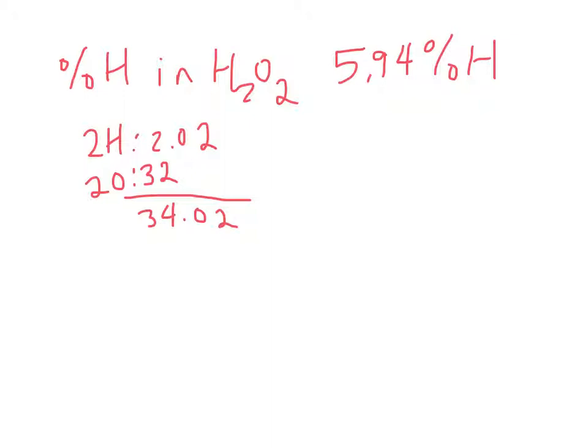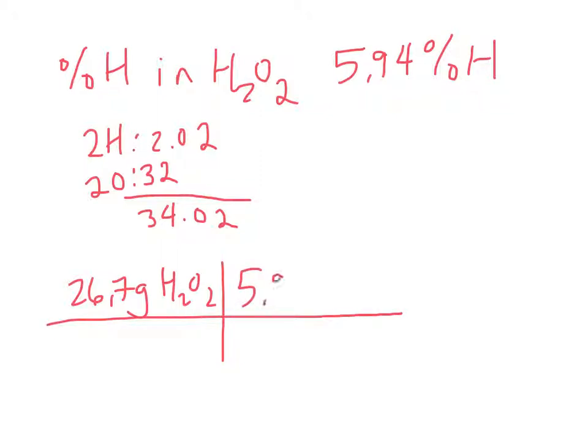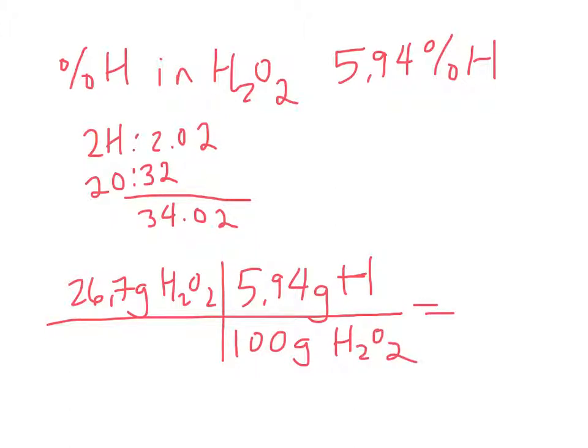So in this problem we have 26.7 grams of hydrogen peroxide. Now we know that there are 5.94 grams of hydrogen in every 100 grams of H2O2. So that's what our dimensional analysis looks like. And those will go away and we'll end up with grams of hydrogen. When I calculated this out, I got 1.59 grams of hydrogen as my final answer.